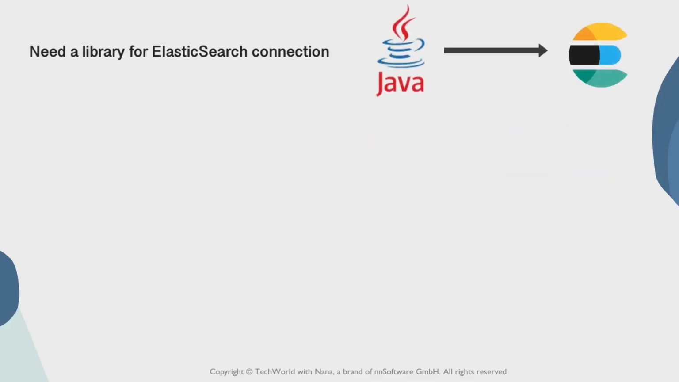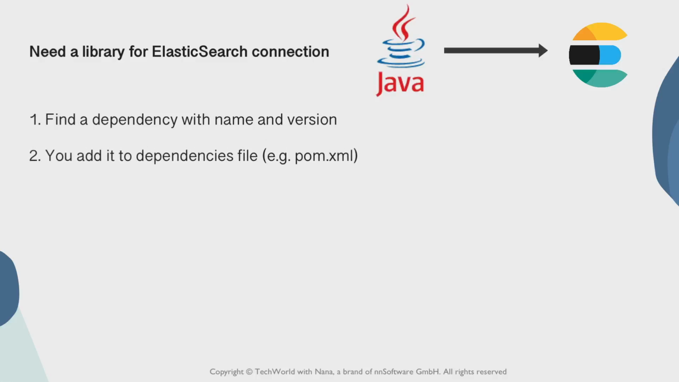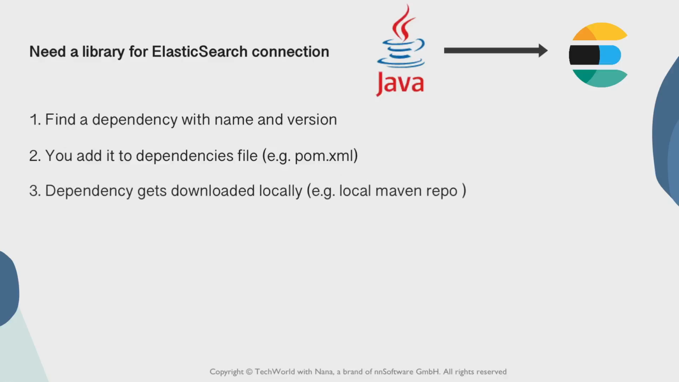Let's say you need a new library to connect your Java application to Elasticsearch. You find a library for that, you find a dependency with the name and version, you add it to the dependencies file and the dependencies list, and to install the dependencies, it gets downloaded locally in a local Maven repository. So the tool knows not to download the dependency every time you refresh because it has a local copy where the downloaded dependencies and their versions are stored.